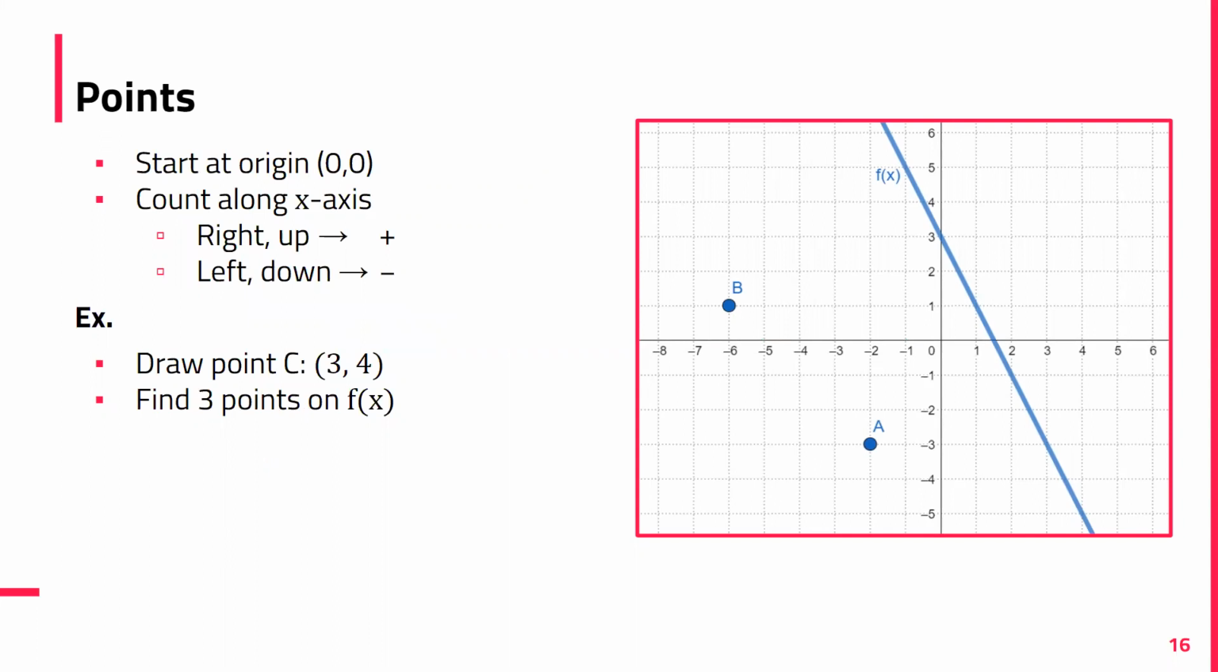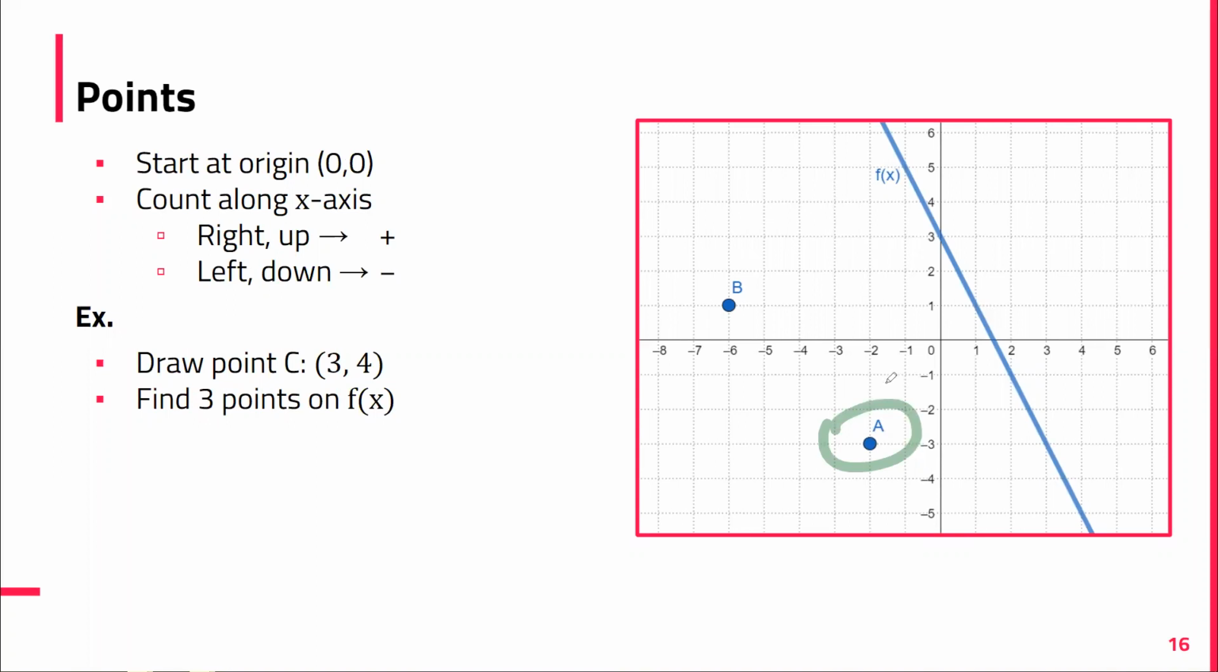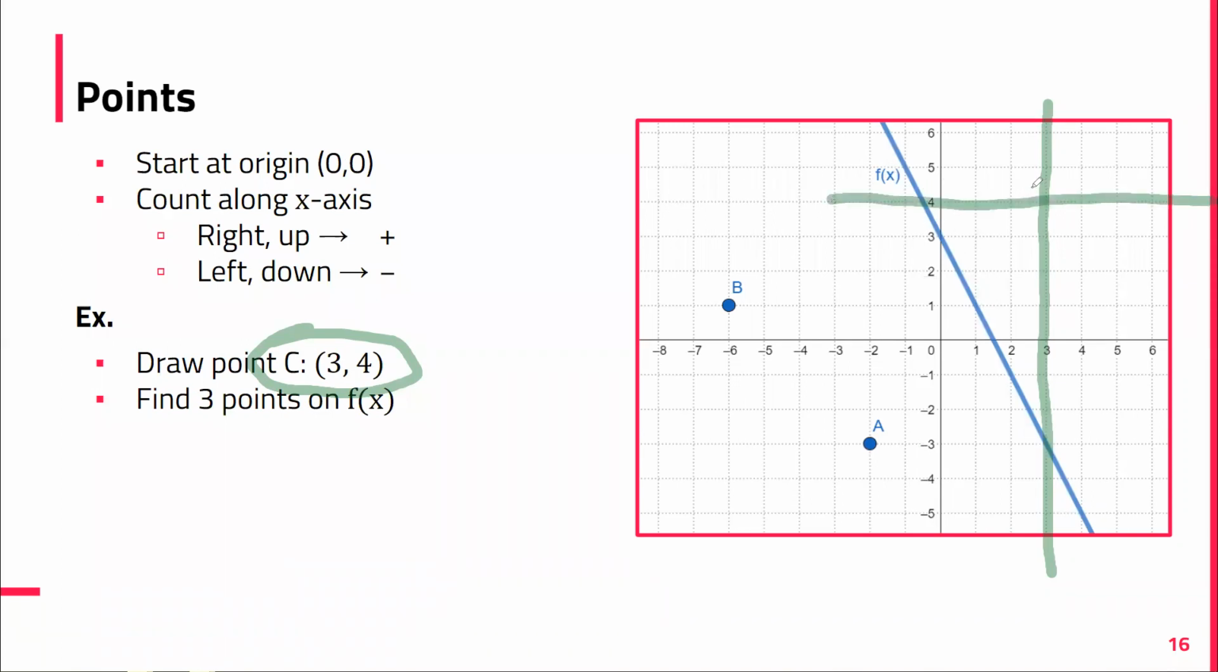So let's say we're going in the other direction. Instead of having a point and figuring out the coordinates, let's say we have coordinates and we want to figure out where the point is. Well, we just do the same thing, but in reverse. So let's say we have point C here, and we want to put that on our graph. We find 3 on our x-axis and draw a line straight through that. And then we find 4 on our y-axis, draw a line straight through that, and there's our point right there at that intersection.